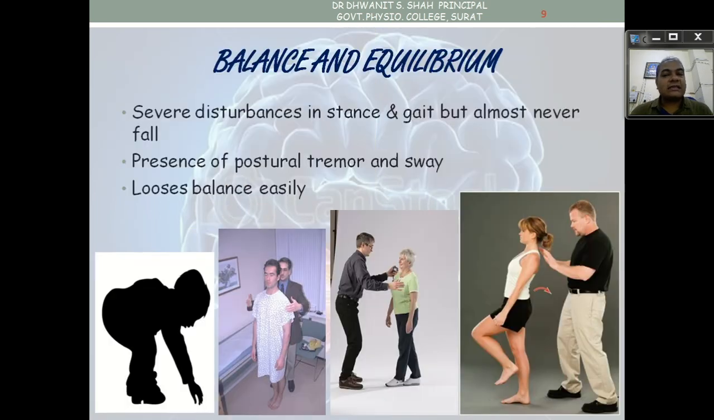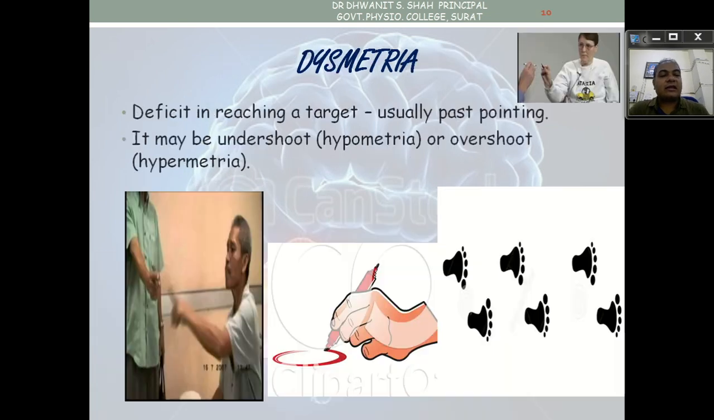Also, you can check the balance and equilibrium. We have severe disturbance in the balance, static balance and dynamic balance. You have to check as well for equilibrium and non-equilibrium, with an equilibrium test for that. The patient has to be checked with eyes closing and eye opening, and then you can compare with vestibular disturbances or cerebral disturbances. Even with the eyes open, if the patient is not able to maintain, that is a cerebellar disturbance, cerebellar equilibrium.